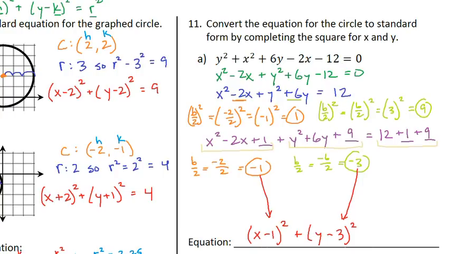Which means that this changes. Hang on a second here. That's going to be positive 3. Just caught that. This is y plus 3. And now we're going to take these 3 terms, and those are all going to be combined. 12 plus 1 is 13. Plus 9 is 22, and we have just changed to standard form.